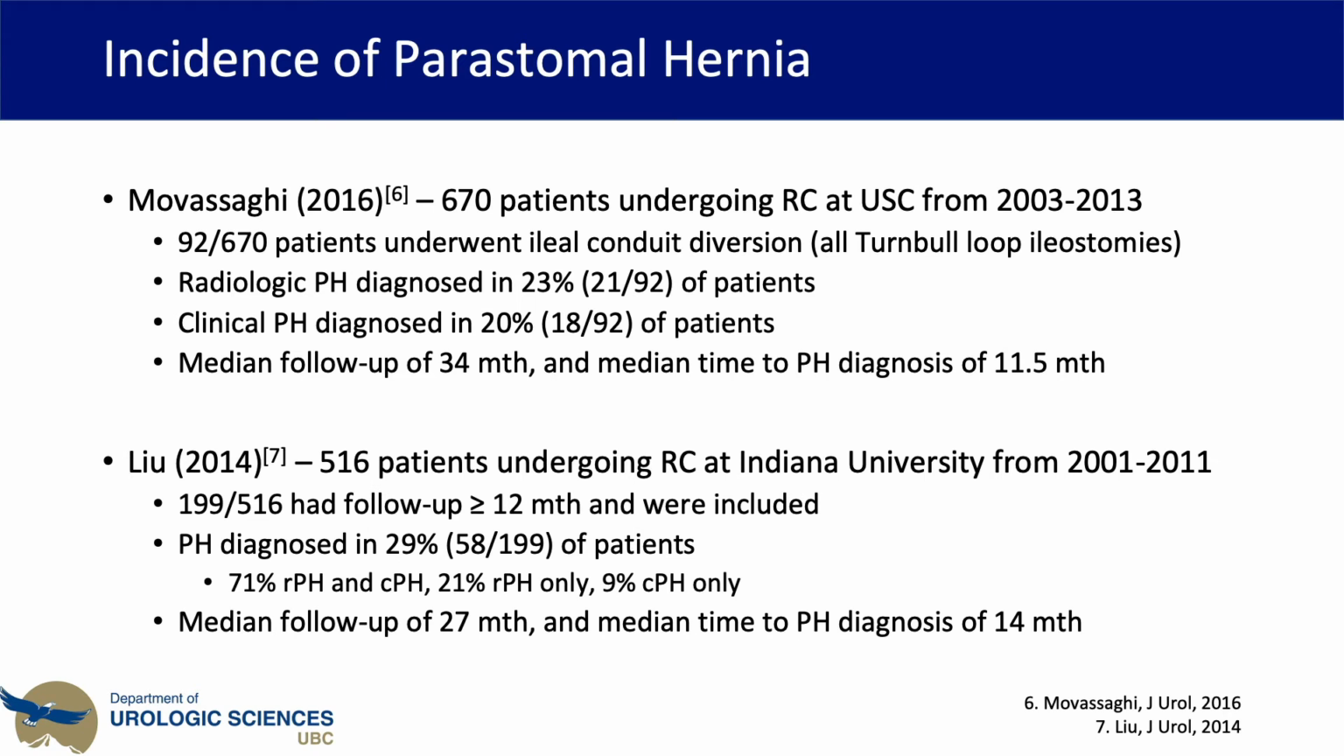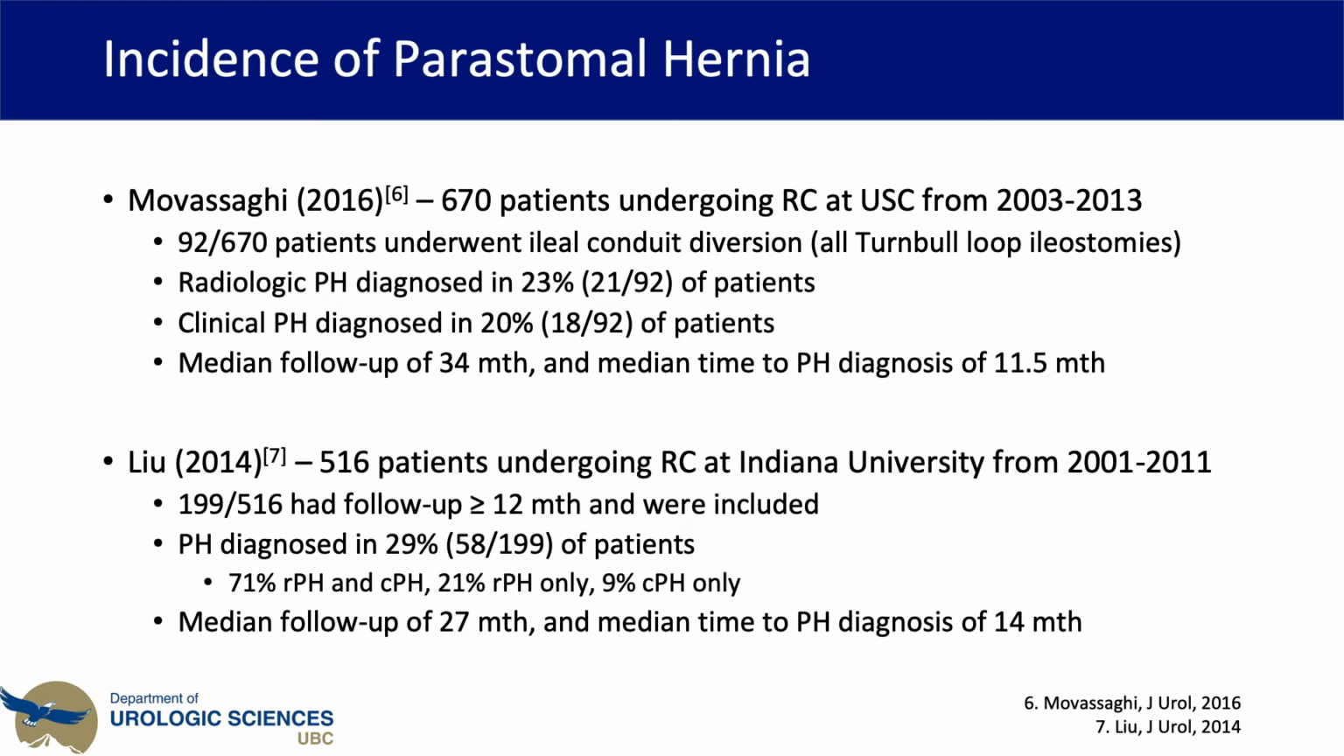Looking at two other studies, again trying to answer the question of how common are these parastomal hernias. This is a study I was alluding to, so 670 patients undergoing radical cystectomy at USC consecutively. Only 92, though, actually had an ileal conduit. The rest were continent diversions. And of note, these were actually all loop instead of end conduits. The rate here, radiologically, was 23%, and clinically was 20%. This is slightly longer median follow-up of 34 months, and the median time to diagnosis was 11.5 months from OR to detecting a parastomal hernia.